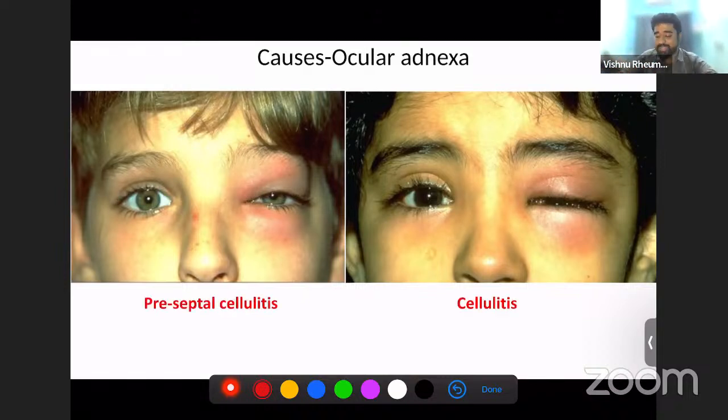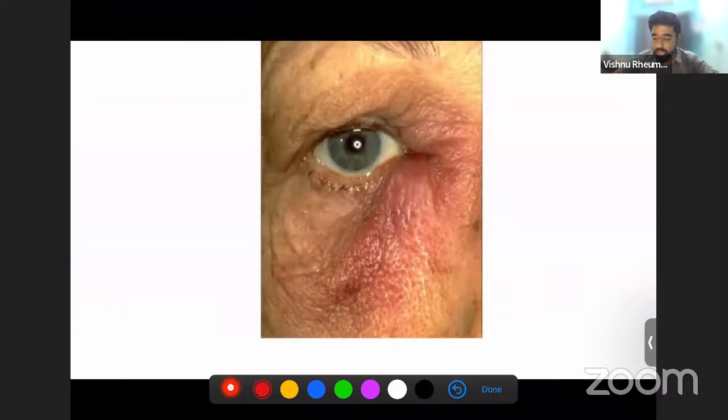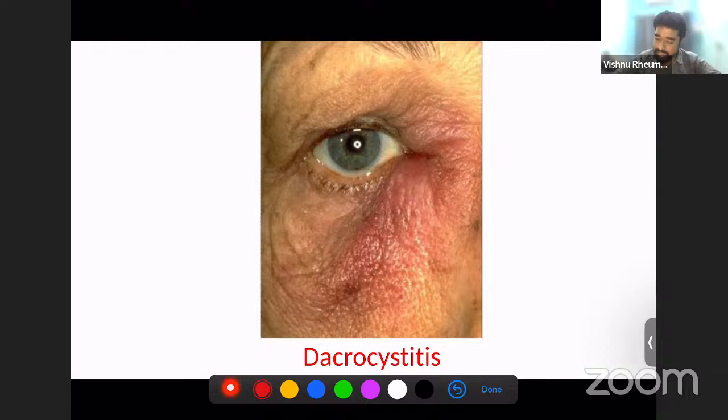Then in ocular adnexa, there are two main complications involved here. One is preseptal cellulitis and the other is orbital cellulitis. If it is anterior to the orbital septum, so the orbital septum is basically one of the barriers in your eyelid, right? If it is just anterior to the orbital septum, presenting as edema, erythema, then it is called preseptal cellulitis. It's not majorly severe, but if it is involving the entire eyelid, including the posterior portion of that orbital septum, then you call it complete orbital cellulitis. Dacryocystitis, no need to tell you, it's basically the inflammation of your lacrimal gland.